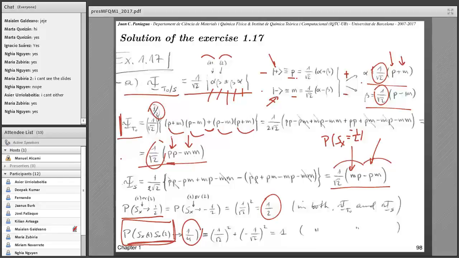if we calculate the probability of obtaining 1 over 4, it is the square of this coefficient plus the square of this coefficient, because both terms are eigenstates of this operator with eigenvalue 1 over 4. And so the probability of obtaining this value is 1.